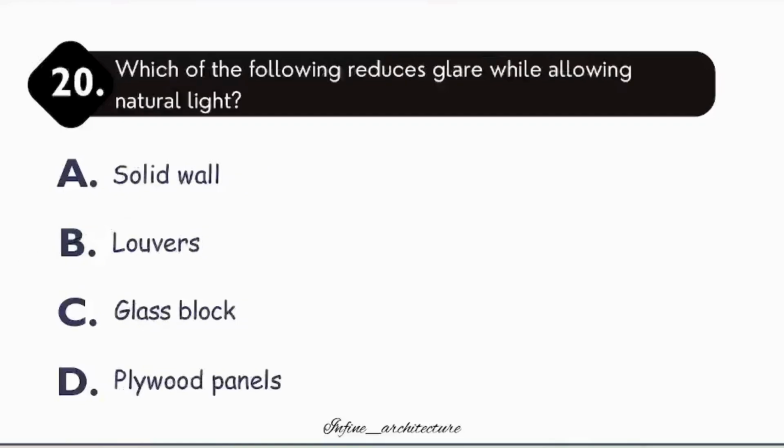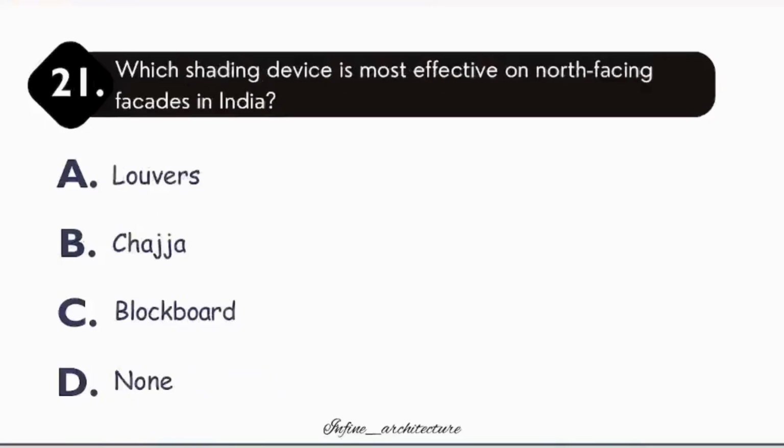Next question, question number 20. Which of the following reduces glare while allowing natural light? The options are A, solid wall, option B, louvers, option C, glass block, option D, plywood panels. So the right answer should be option number B, louvers. Next question, question number 21.